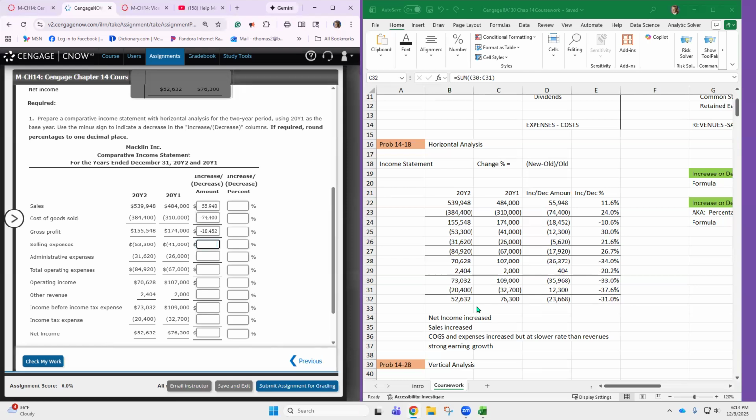Okay, so now we have negative 12,300. And then administrative. See, I can't put any formulas, unfortunately, in the input screen here on Cengage. Otherwise, it would really be cool. Okay, so we're just putting the dollar differences down.